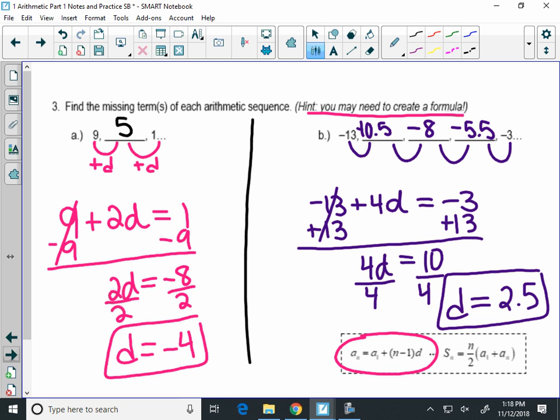Lots of ways to do this. That's the nice thing about these problems: I'm showing you one way, but there might be other ways you can figure out the values.